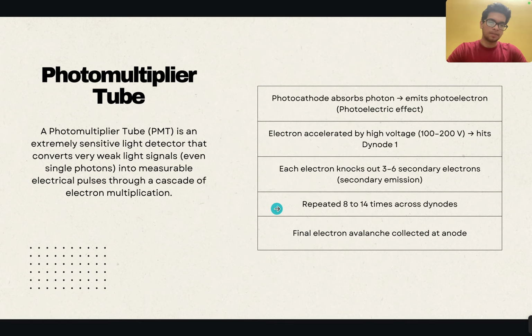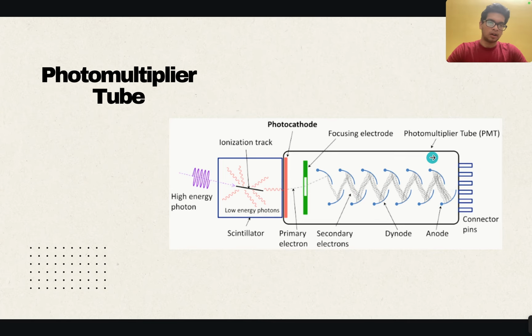Yeah, so after repeating the process, the final electrons are then collected at the anode. So this process of electron multiplication happening at diodes is the reason why scintillator detectors are very good at detecting radiations. They are very sensitive.